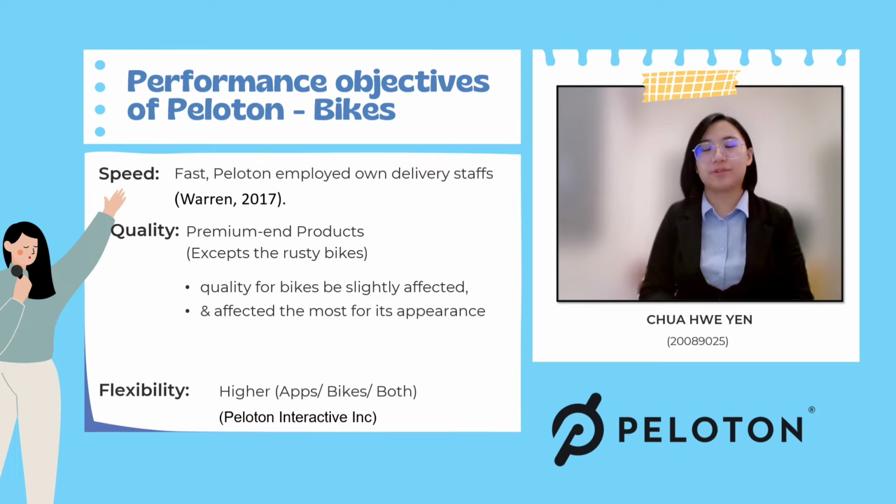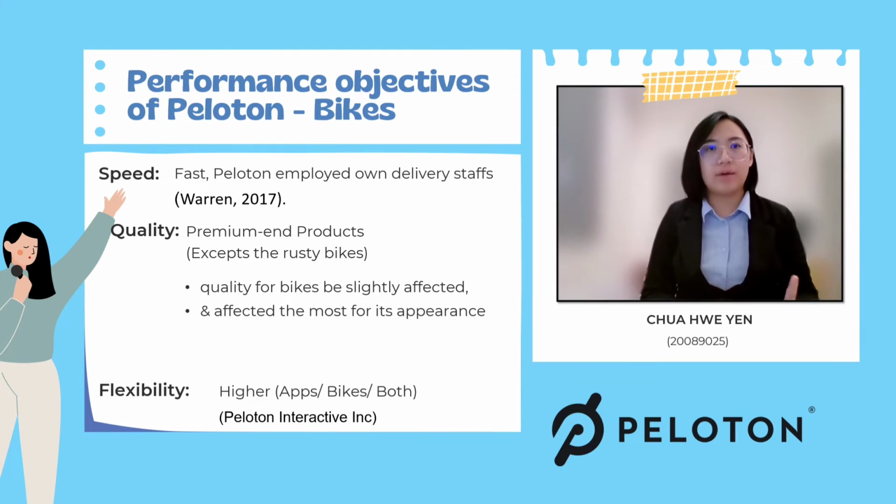In this slide, I'll talk about the performance objectives of Peloton bikes. In speed, there is no doubt that Peloton has achieved fast speed, as they employ their own delivery staff and purchase automobiles just to accelerate the speed of delivery. For quality, they have been offering a premium end for their products and services, and they score 80 to 90 on NPS for quality and speed.